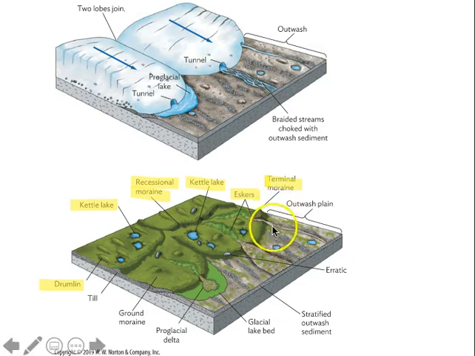And then our terminal and recessional moraines, these form where the glacier stops flowing, or it stops advancing, I should say, and the glacial ice continues to flow, bringing more and more till towards the toe of the glacier, where it piles up in these low hills perpendicular to the direction the glacier was moving.